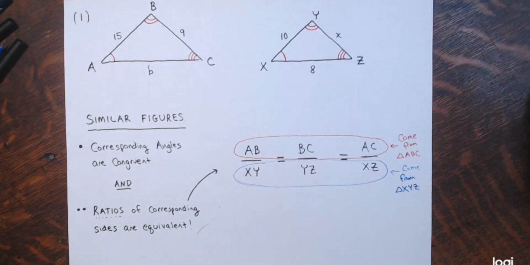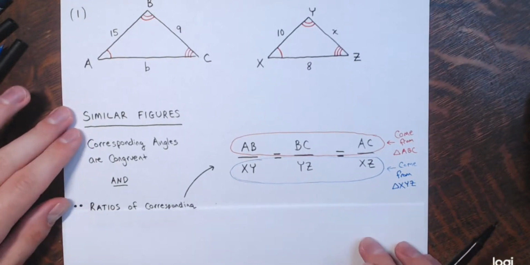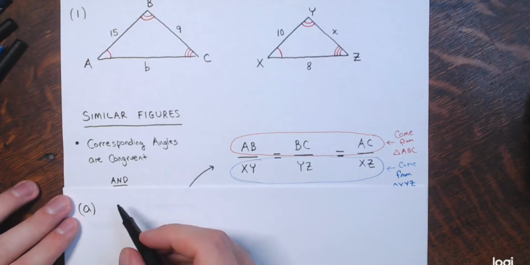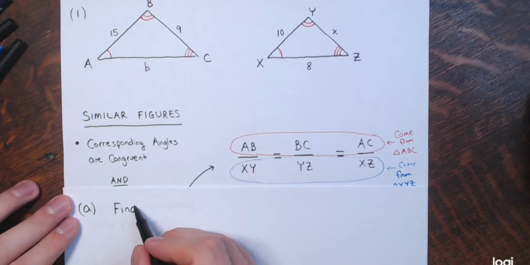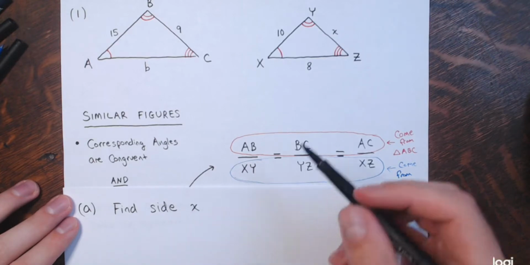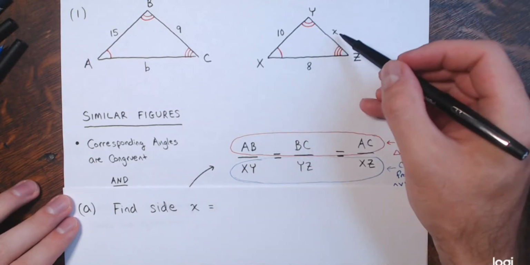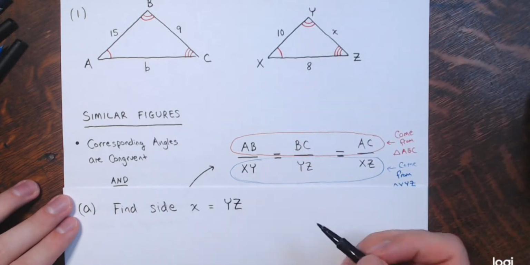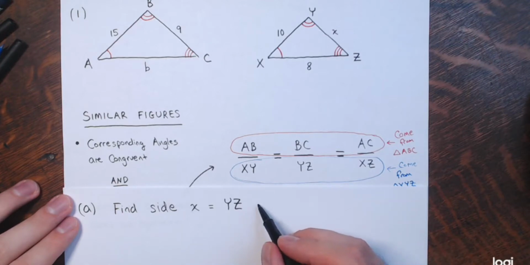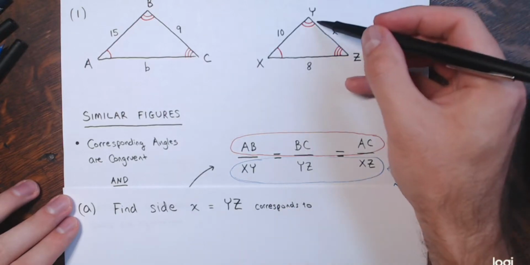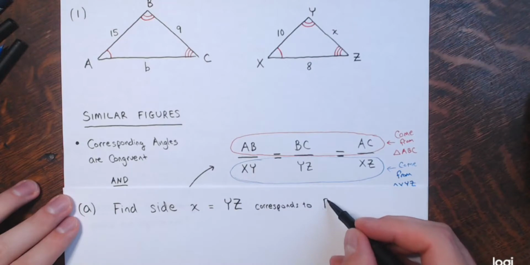So now in part A of this exercise, we are asked to find the length of side x. Find the side labeled little x. In this picture, little x is the length of YZ, segment YZ. And this side YZ corresponds to BC in the bigger triangle.